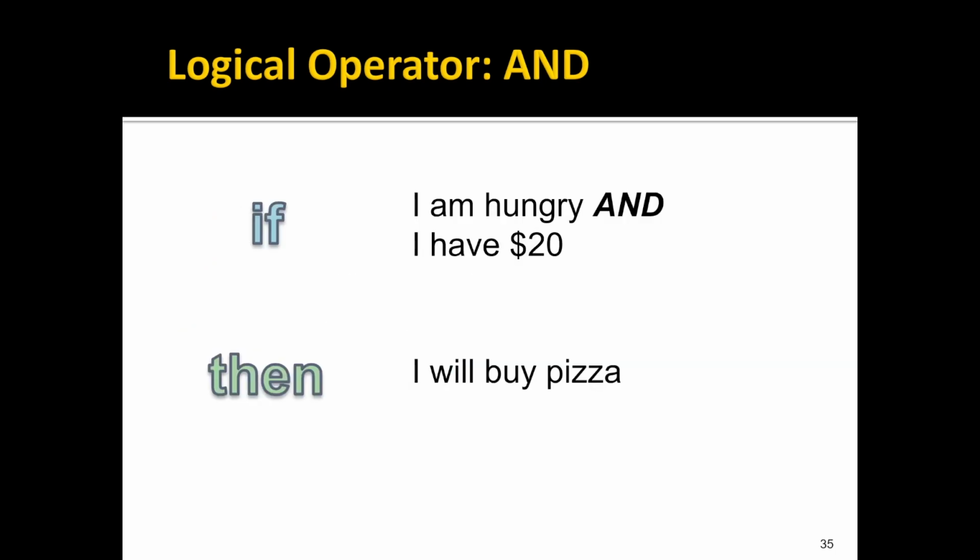In English, we could say, if I am hungry and I have $20, I will buy pizza. Notice that both of those things need to be true. If I'm not hungry, then there's no need to buy pizza. If I am hungry but I can't afford it, then I still will not buy that pizza. It only happens if I have the motivation and the means.